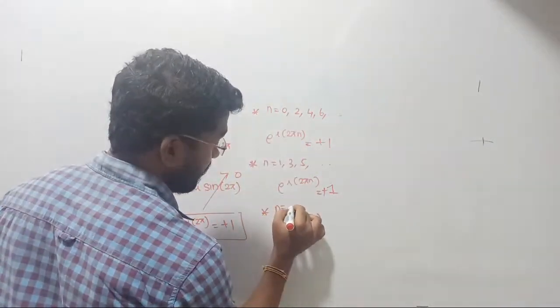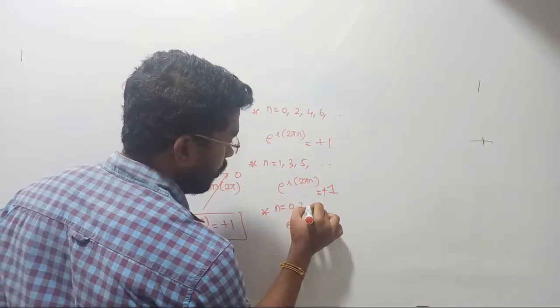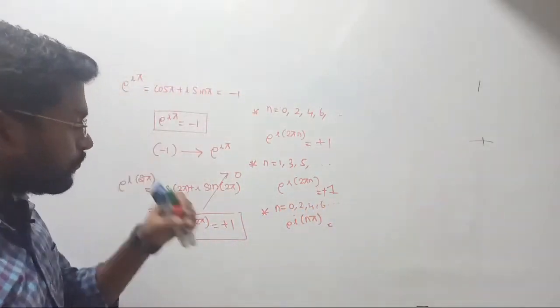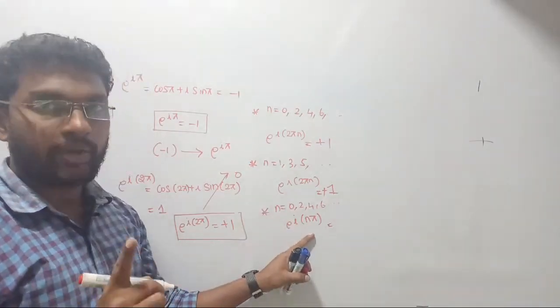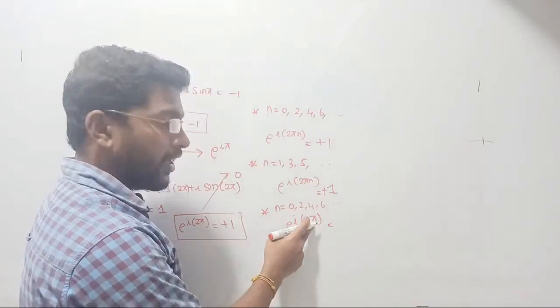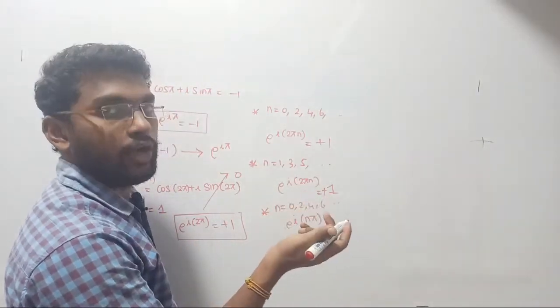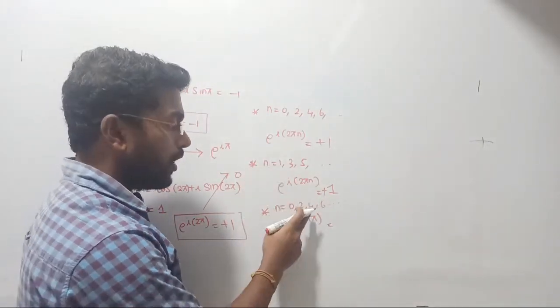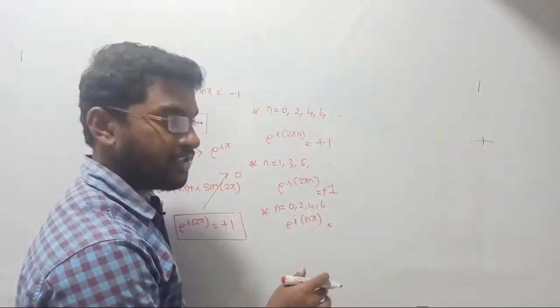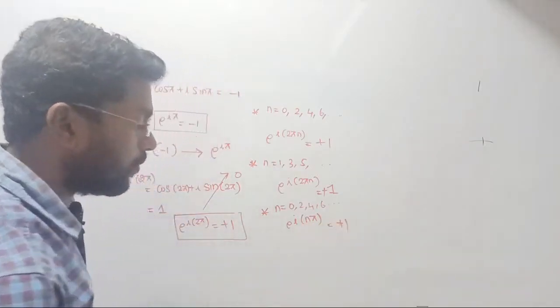n equal to, let us consider even values 0, 2, 4, 6, etc. Substitute. What is the equivalent value? If I consider e power 0, that will become 1. And if I consider 2, substitute, 2π. Again cos 2π plus i sin 2π. Sin 2π is 0, cos 2π is 1. Again, if I consider 4π, 6π, the same relation you are going to get. Yes, we are always going to get plus 1 here.